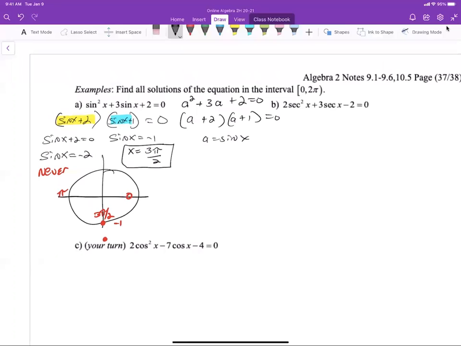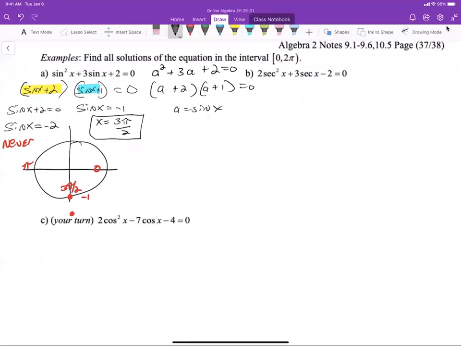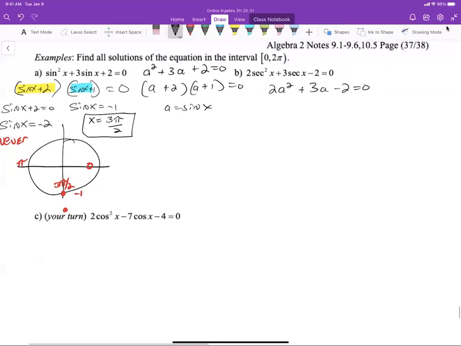How about B? This is a similar situation. I have something that looks like 2 times a squared plus 3 times a minus 2 is equal to 0. The only thing is that a is secant. So let's go ahead and figure that out.